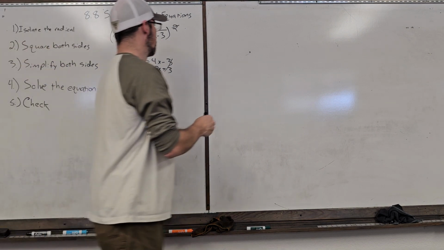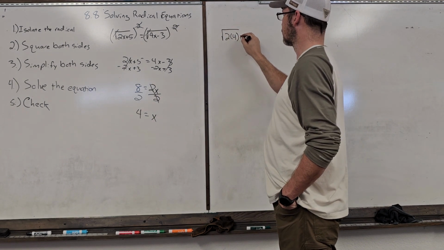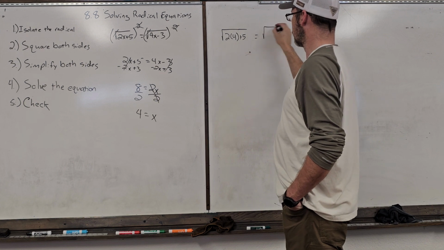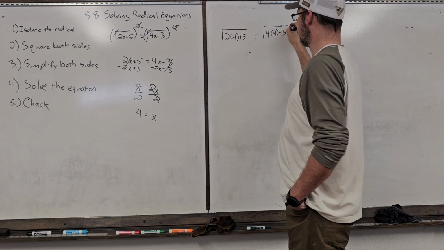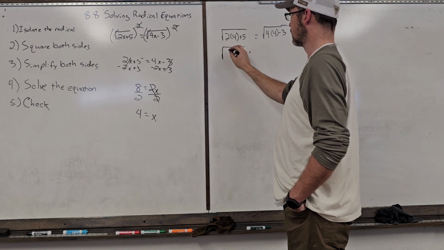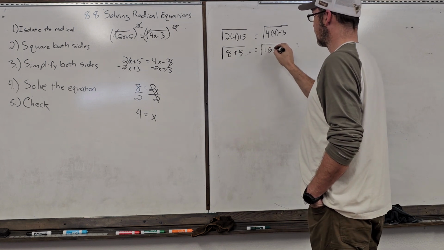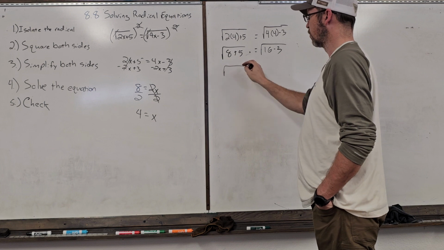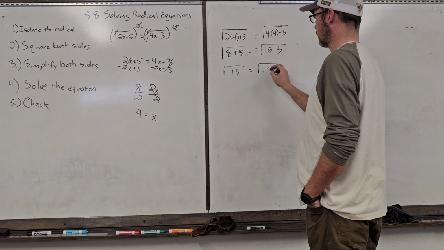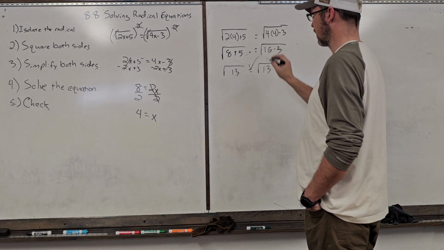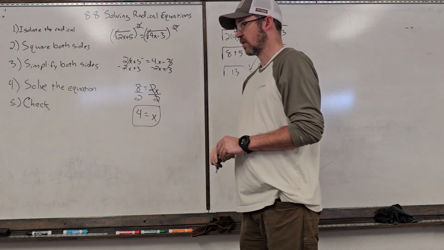When I go to check, I get the square root of 2 times 4 plus 5 equals the square root of 4 times 4 minus 3. 2 times 4 is 8 plus 5 equals 4 times 4 is 16 minus 3. The square root of 8 plus 5 is 13 equals the square root of 16 minus 3 is also 13. The square root of 13 equals the square root of 13. I've got the same thing on both sides. I'm good. So I've got 4 equals x, and that's it.